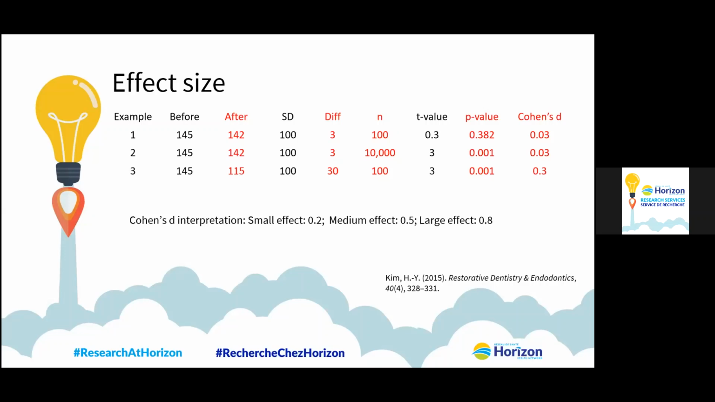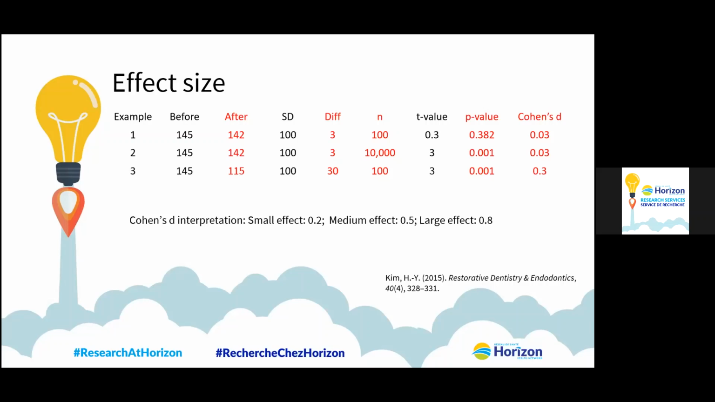We move on to example 3. There's now a much larger difference between the 2 groups, but we've gone back down to our original sample size of 100. In this case, we get the same p-value, 0.001, as example 2, but now when we calculate Cohen's d, a standardized mean difference, the effect size is much larger than before. It would actually fall somewhere from a small effect to a medium effect.